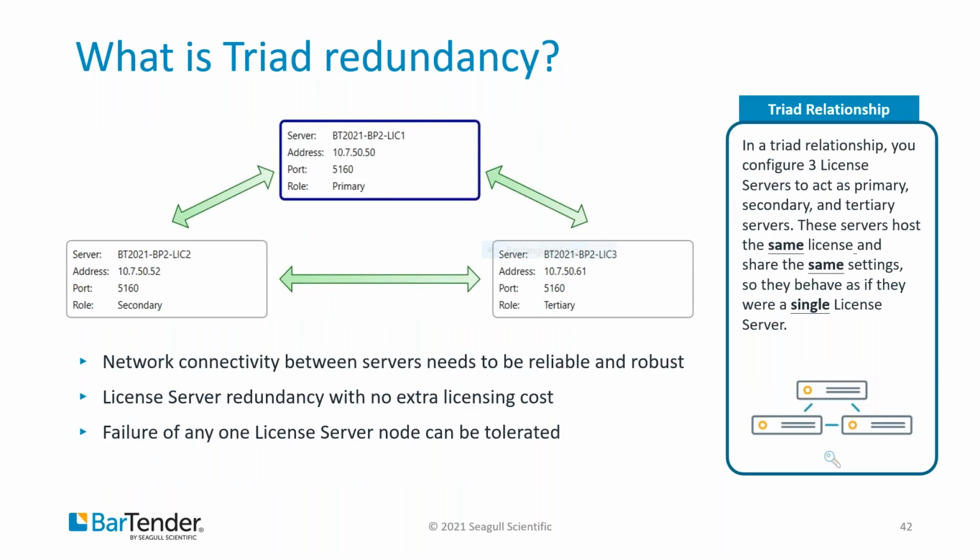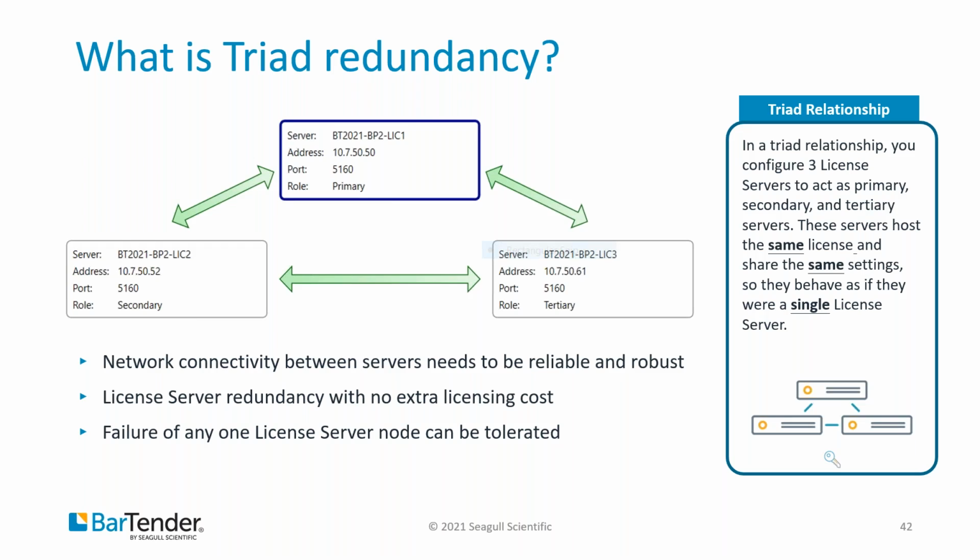The other option is what we call triad redundancy. Now, by contrast, this only uses one BarTender license. So you don't need to purchase any additional licenses. But it needs to run on 3 separate computers. So 3 computers all hosting the same license and therefore acting as a license server for however many BarTender clients. But you would run them as a triad, so as a group of license servers.